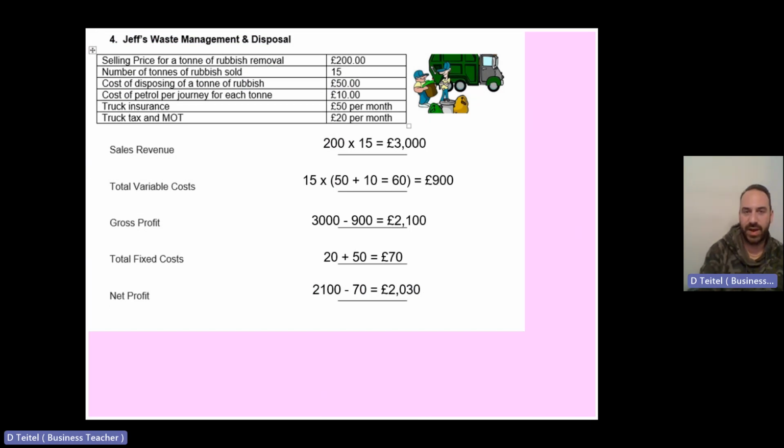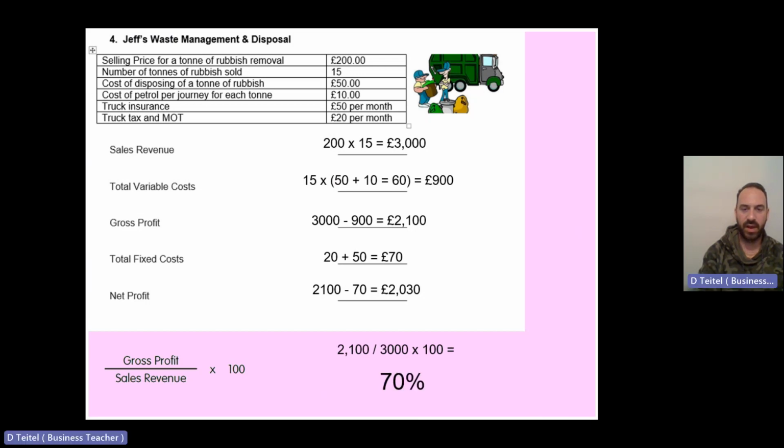So I've gone back to the example that we looked at earlier. What is our gross profit? We know the 2,100 was our gross profit. If we divide that by our sales revenue, which was the 3,000, and times that by 100, it leaves us with the gross profit margin of 70%.